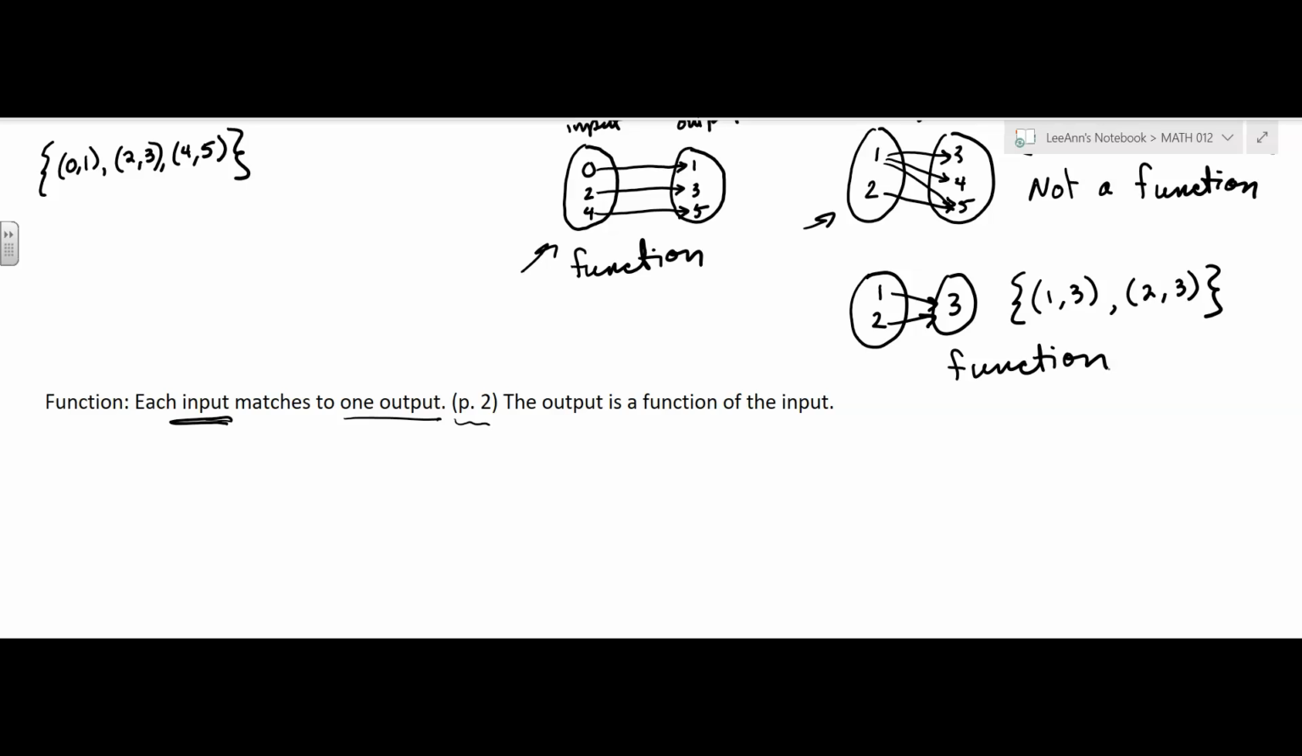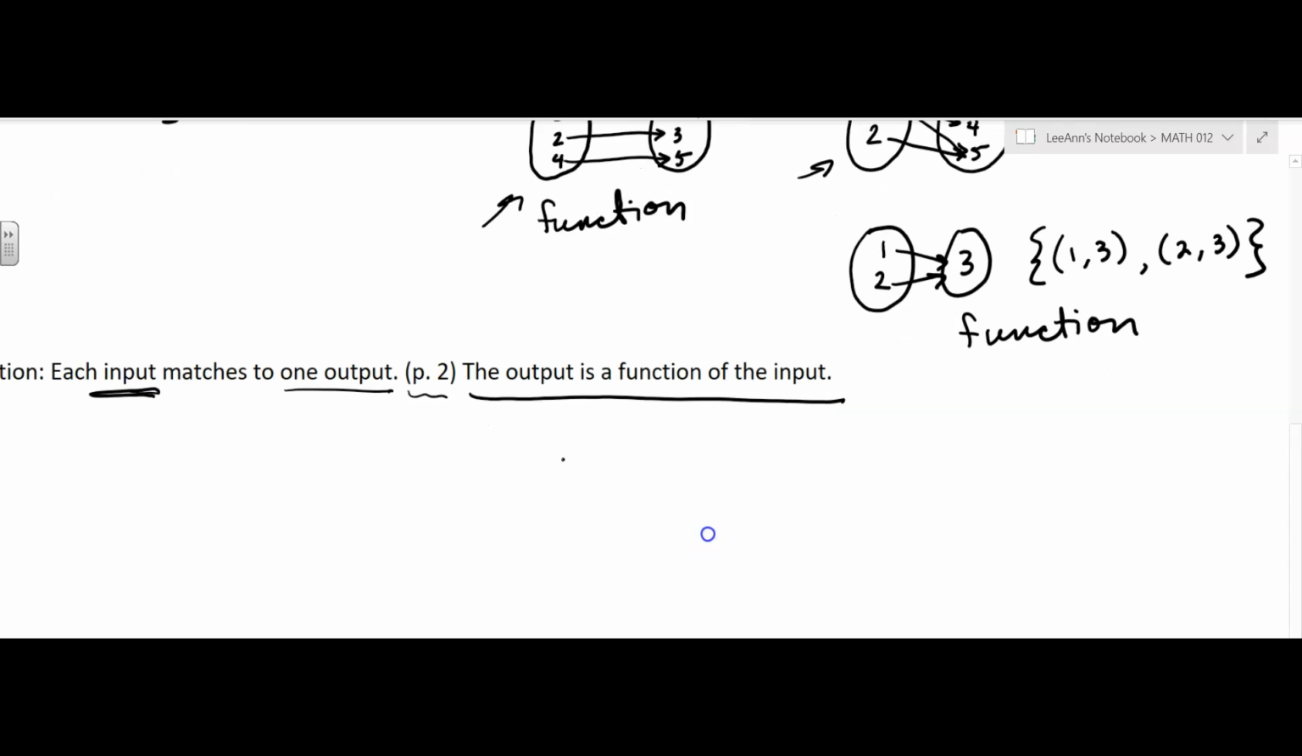Okay? Now, something that's going to come up in our next examples is this part. The output is a function of the input. So if you're doing ordered pairs in terms of x and y, we would say y is a function of x. Now, not everything is always in terms of x and y, but sometimes we do that in math. We have a Cartesian coordinate system. So that might be somewhat familiar to you. But the output is a function of the input. So just remember that.